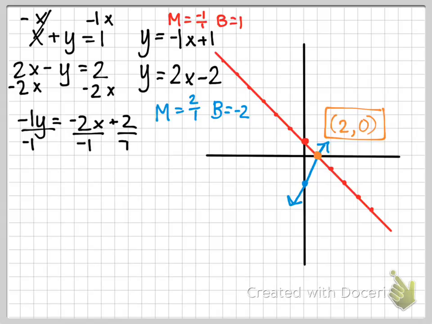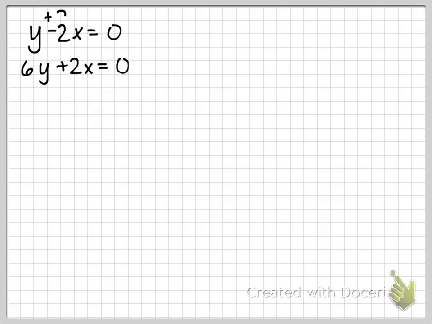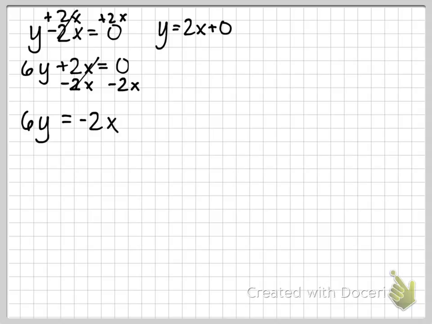And then the third problem that you had that says solve using the graphing method says y minus 2x equals 0 and 6y plus 2x equals 0. So we want to get y by itself again, so I add 2x to both sides, and I get y is equal to 2x plus 0. Then on the other line, I'm going to subtract 2x. 6y is equal to negative 2x plus 0.